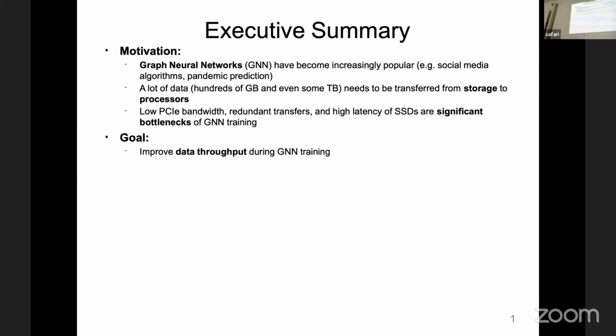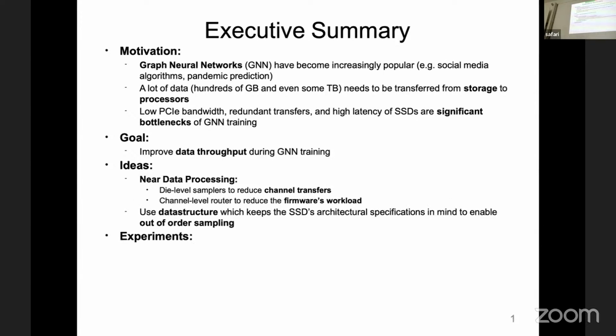The goal of the paper is to improve data throughput for GNN training. Their key idea is to implement data processing across multiple levels of the SSD. Two levels especially. First of all, the die level, where we try to reduce the bandwidth of the channels. They also implement a channel router to reduce the firmware's workload. They also create a new data structure, which resembles the architecture of the SSDs more closely, and they use this data structure to enable out-of-order sampling.